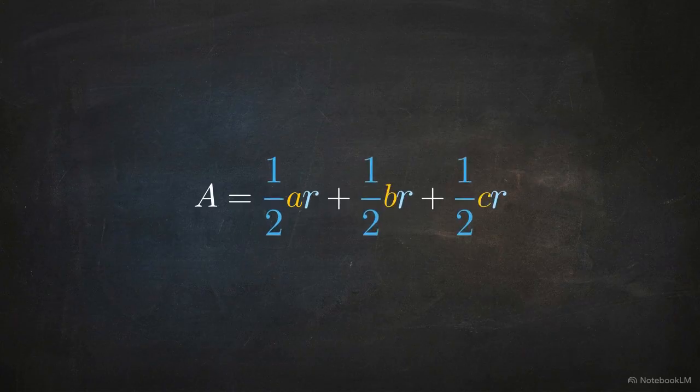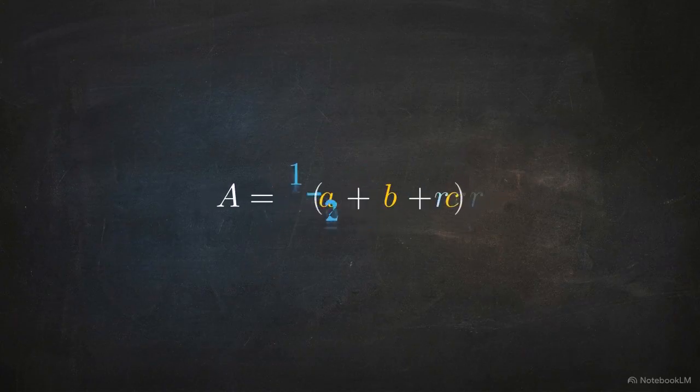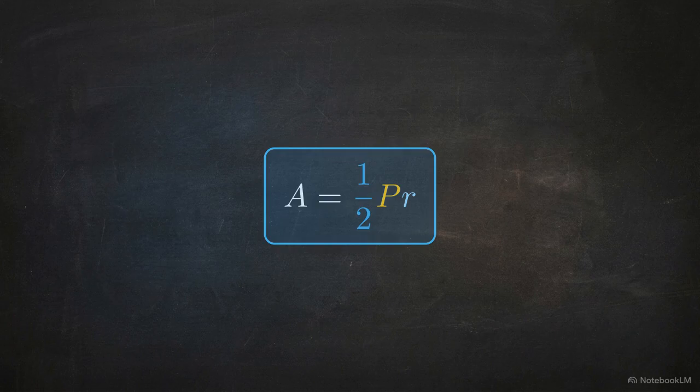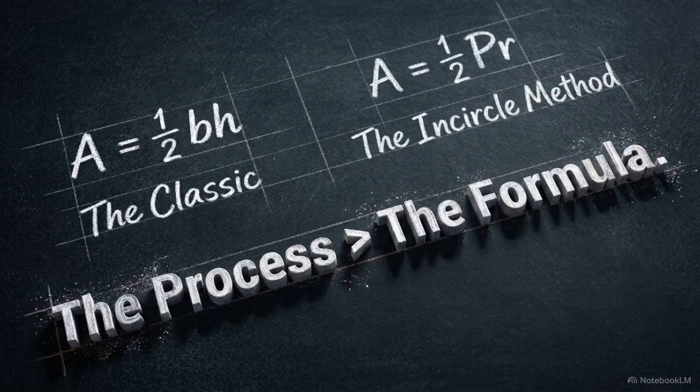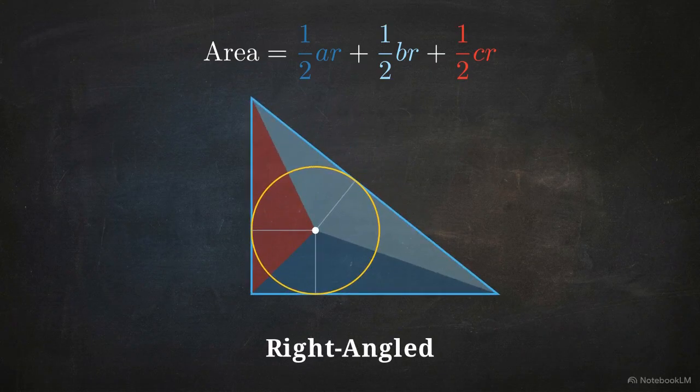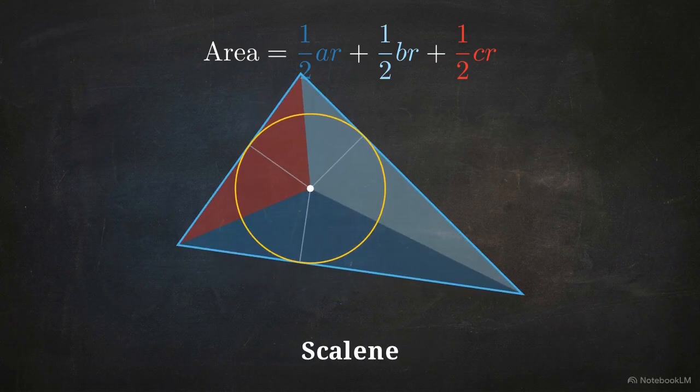We can just factor out the common 1/2 and r. Notice what remains inside the parentheses. The sum of the bases is the perimeter of the entire shape. Total area always equals 1/2 the perimeter times the inradius. By mastering the process of equating areas, rather than relying on a rigid equation, you build a structural understanding that lets you solve for the center of any triangle.